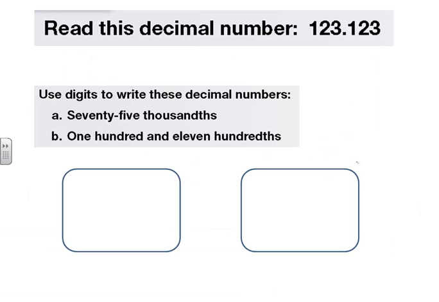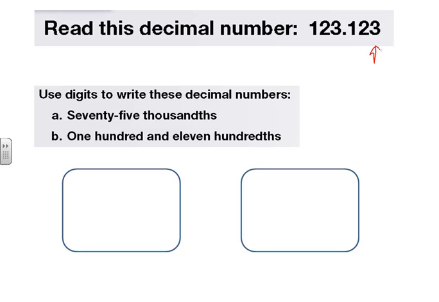Read this decimal number. How do you read that? How would you say that? You say that as 123 and 123 thousandths. So 123 and 123 thousandths.